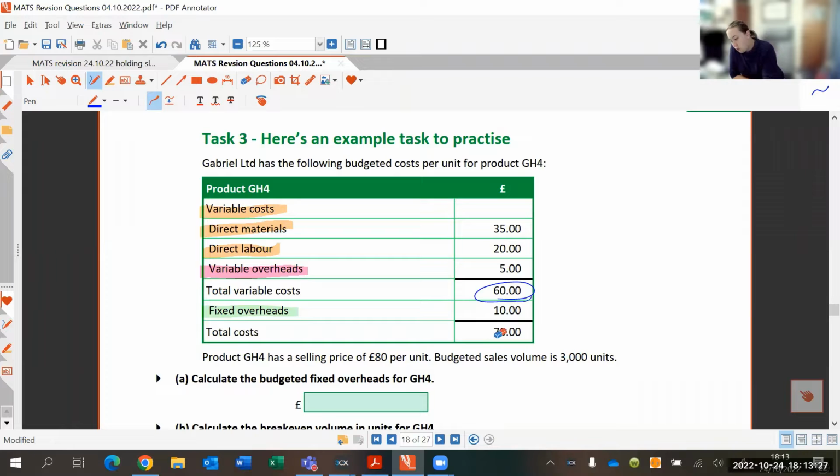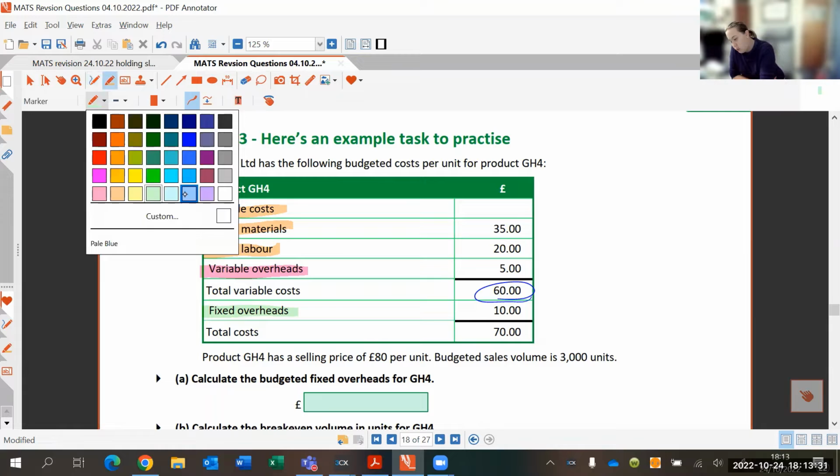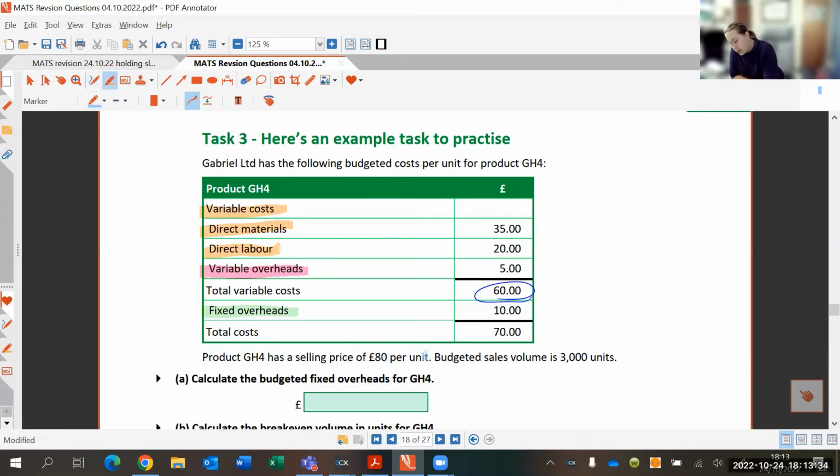We're also told that they are planning to sell, let's get a different colour, let's go with blue this time, that they've got a selling price of £80 per unit. So that's going to be needed because we need to know our selling price if we're going to be doing some short-term decision-making calculation. And also that they are planning to sell 3,000 units. So budgeted sales volume, 3,000 units, that's what they're planning to sell. So hopefully they will be able to cover their costs with those 3,000 units.